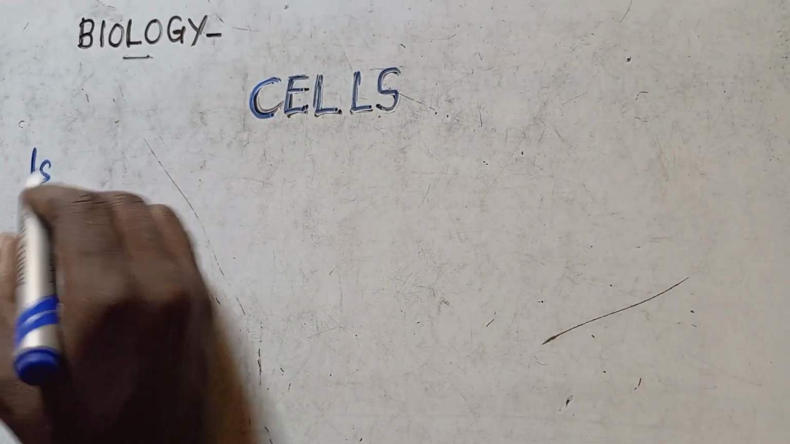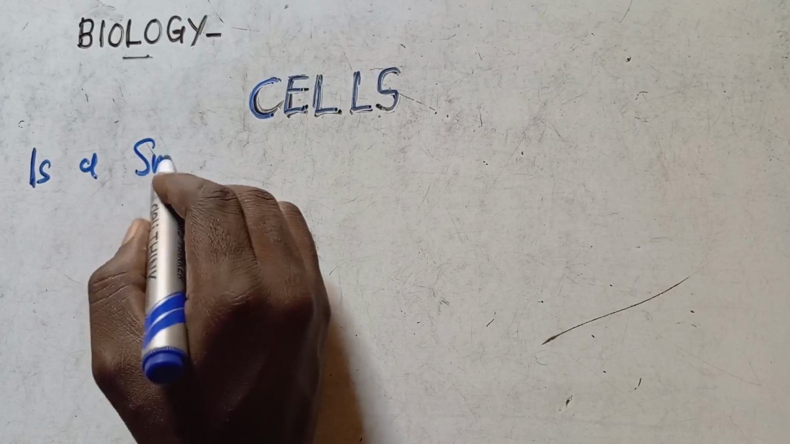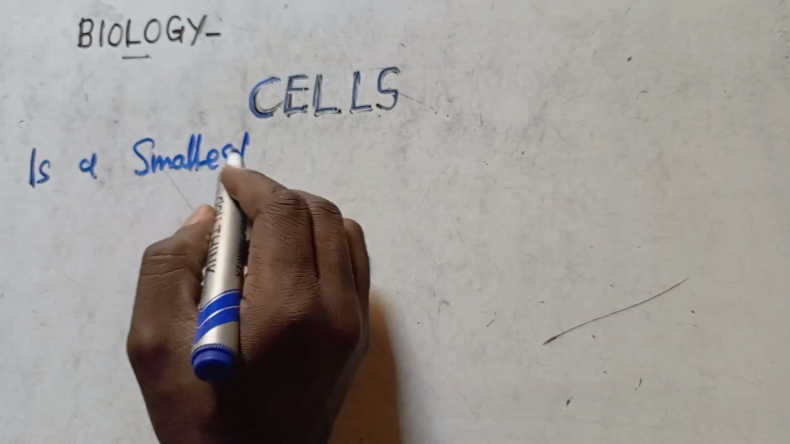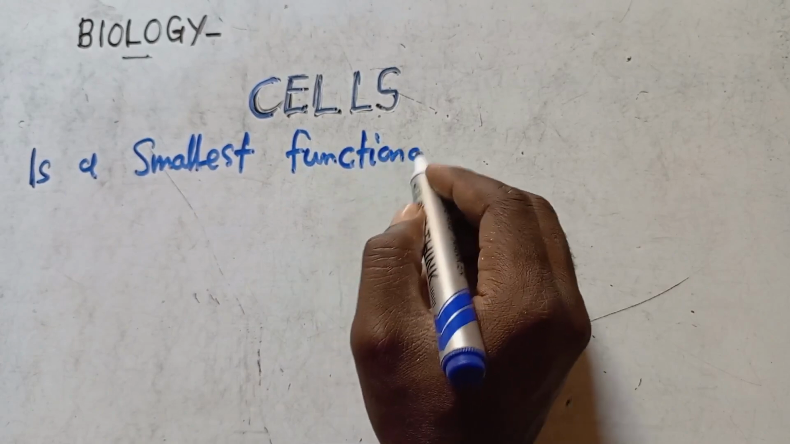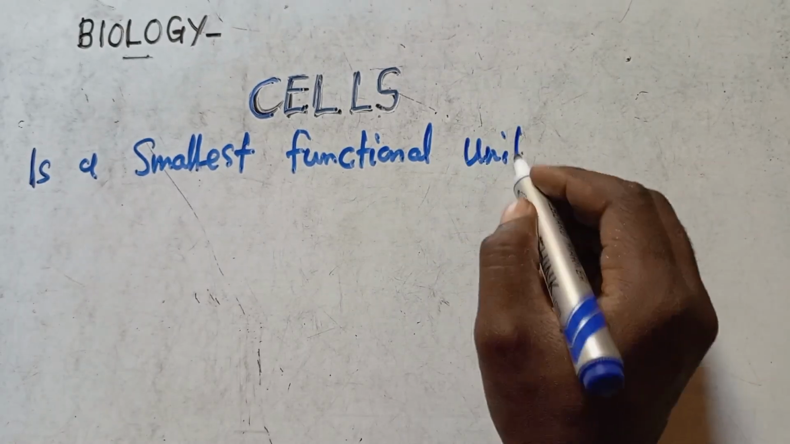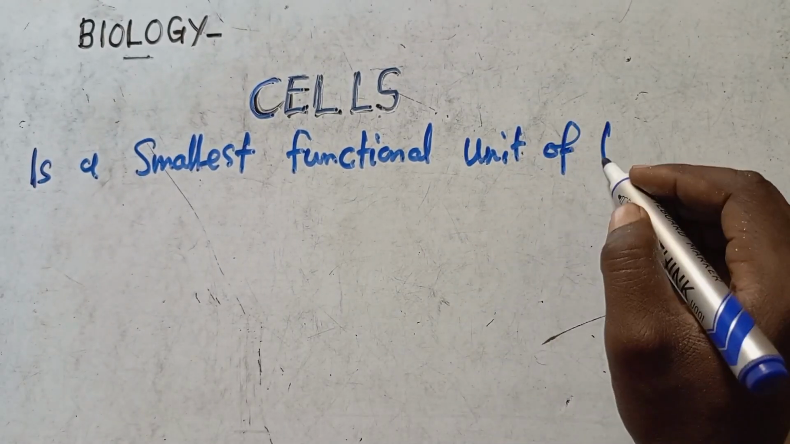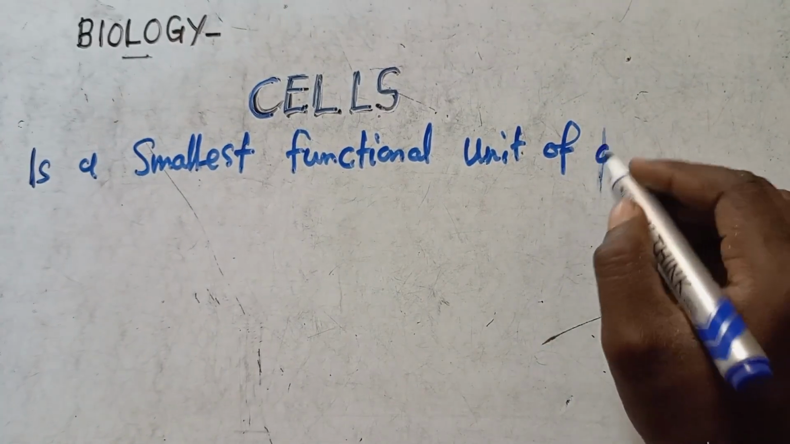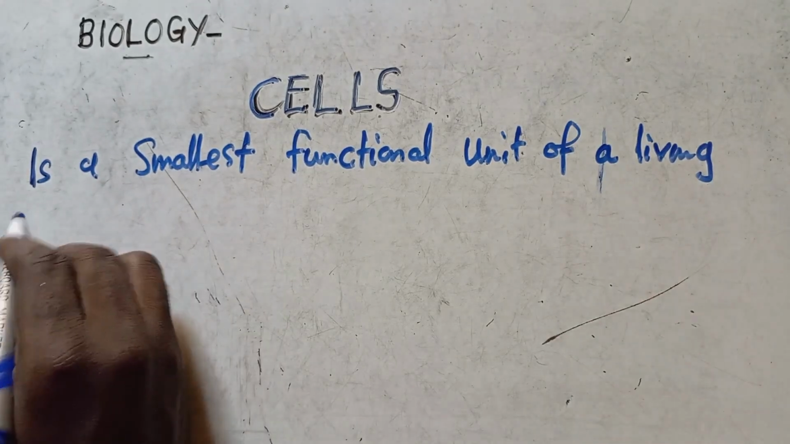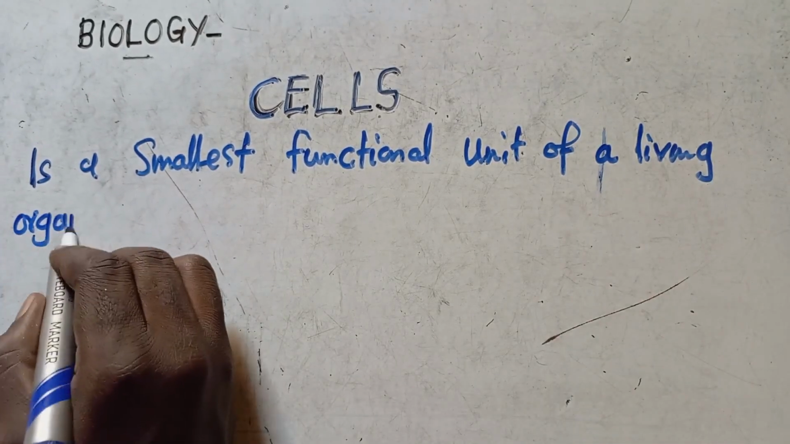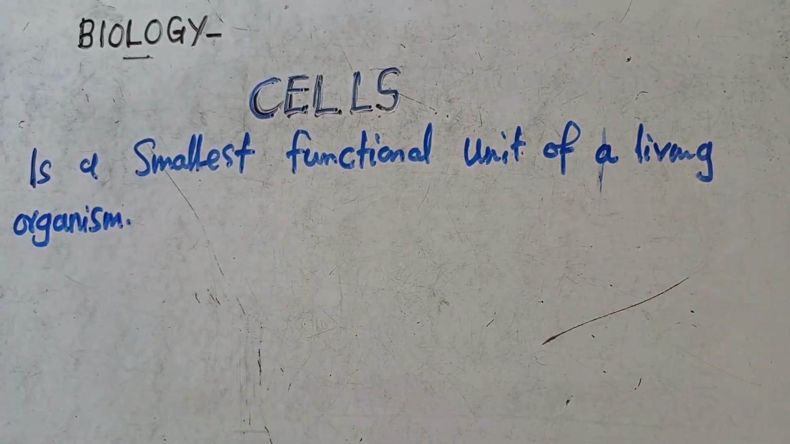So what is a cell? A cell is the smallest functional unit of a living organism. This is what you need to understand. So a cell is just the smallest functional unit of a living organism. This is what you need to understand.